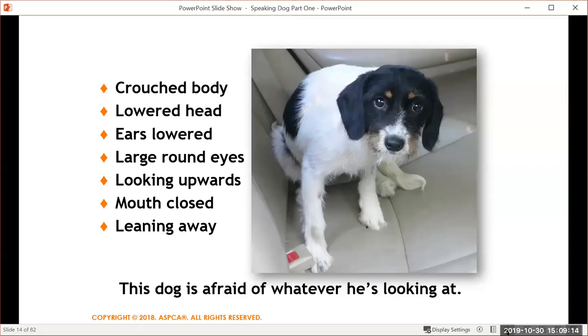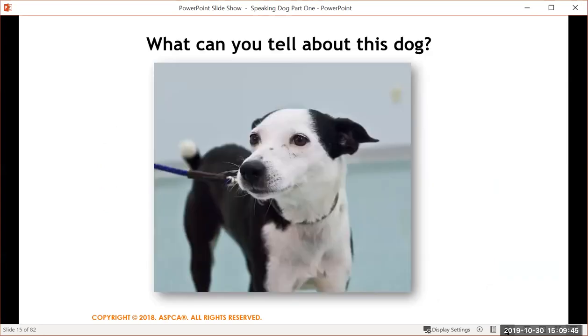So here we have a dog whose body is crouched, his head is lowered, his ears, to the extent they're drop ears, appear to be lowered. His eyes are pretty large and round, and even though his body is lowered, he's looking up at something. His mouth is closed, and he's leaning away. So these are all indications that this dog is afraid of whatever he's looking at. He's definitely nervous. Next slide.